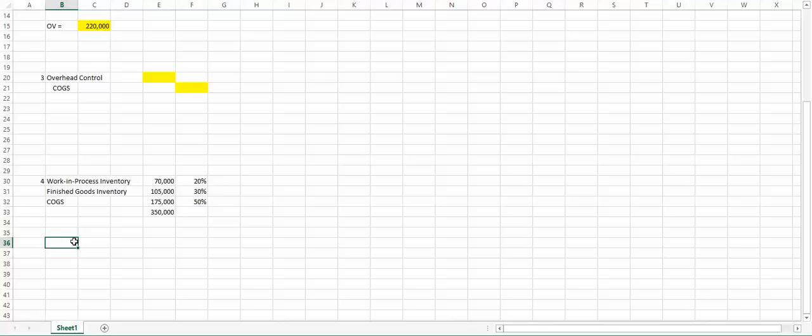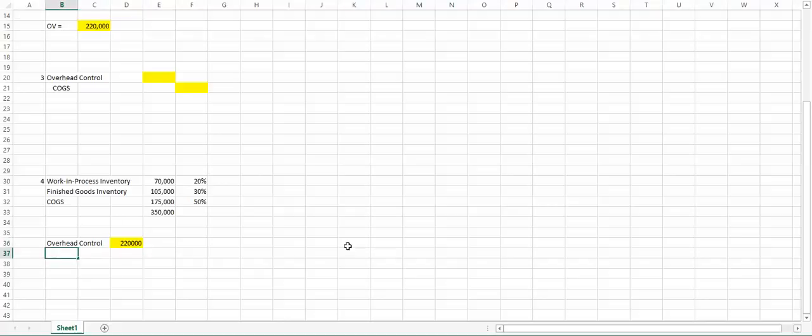Now we can do the journal entry that goes with it using our percentages. So we're going to have the overhead control, and this amount right here is going to be the same from above. It's going to be our 220,000 in this case.